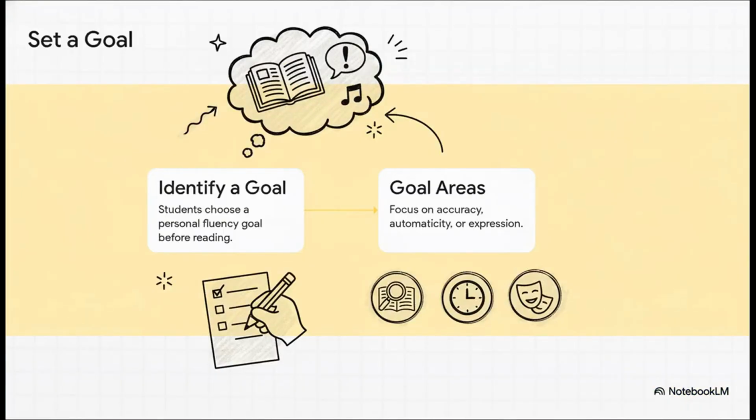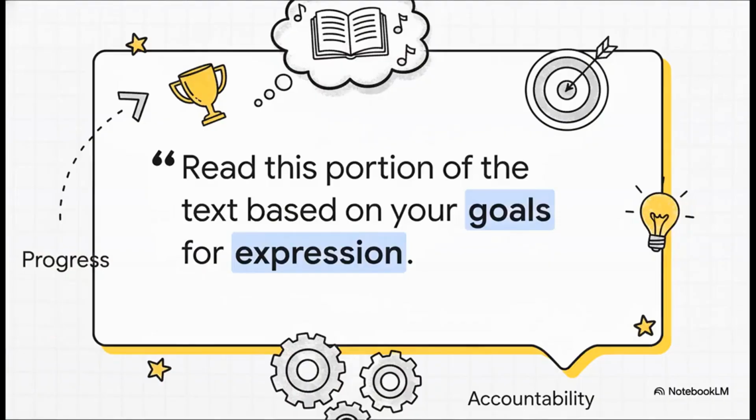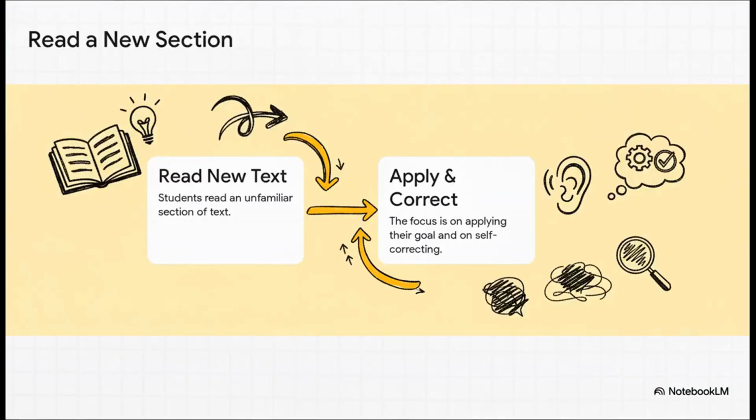So before they start reading independently, have each student set a small personal goal. Maybe it's, "I'm going to try to read smoothly without any long, awkward pauses," or "I'm going to make my voice sound like the character who's talking." This makes the practice so much more meaningful for them. And you can launch them into their independent work with a prompt just like this. It's great because it connects what they're about to do directly back to the goal they just set for themselves. It keeps them focused.